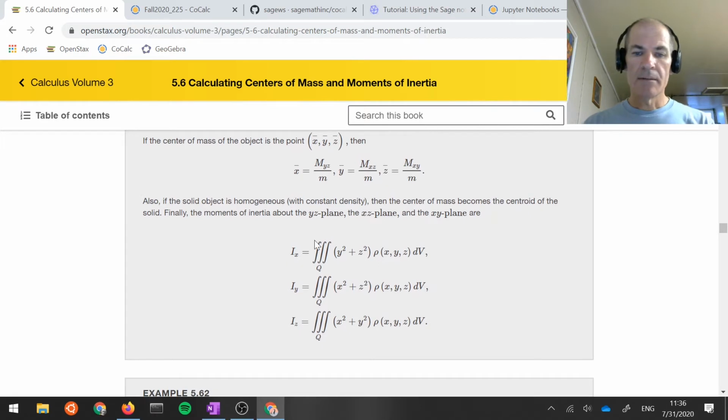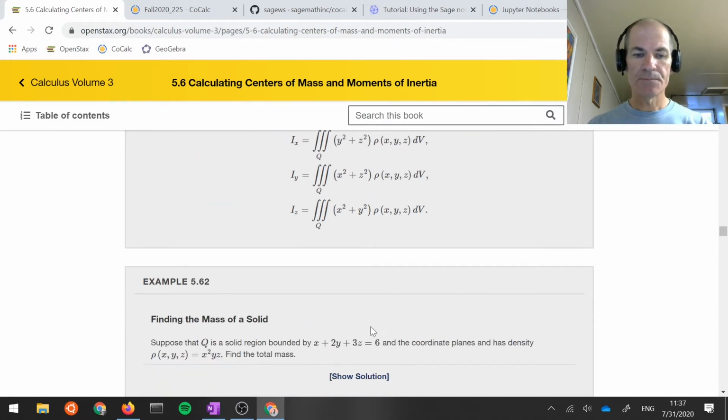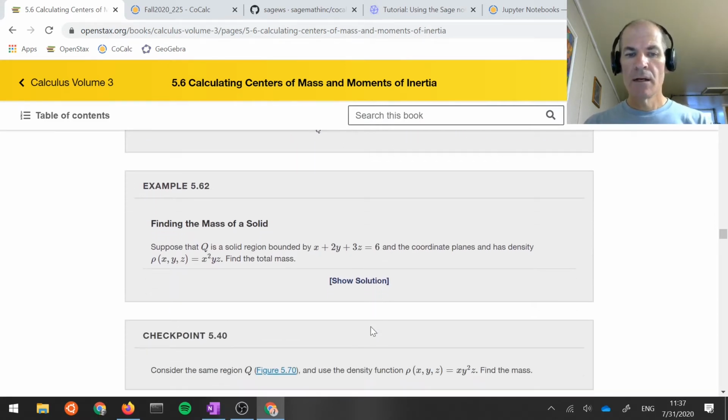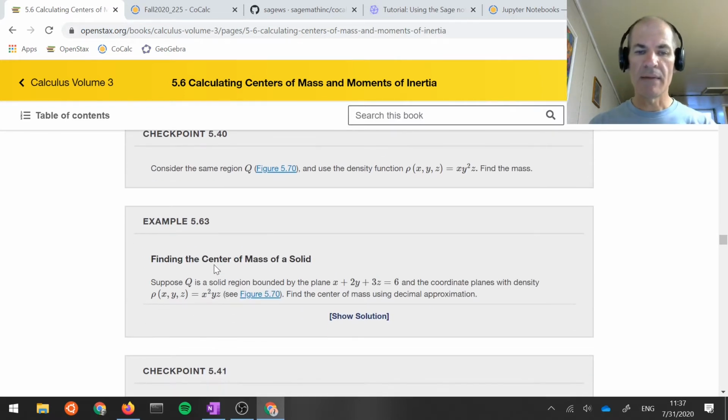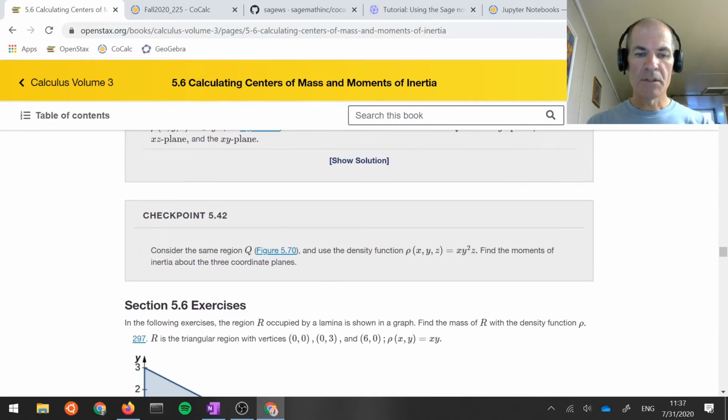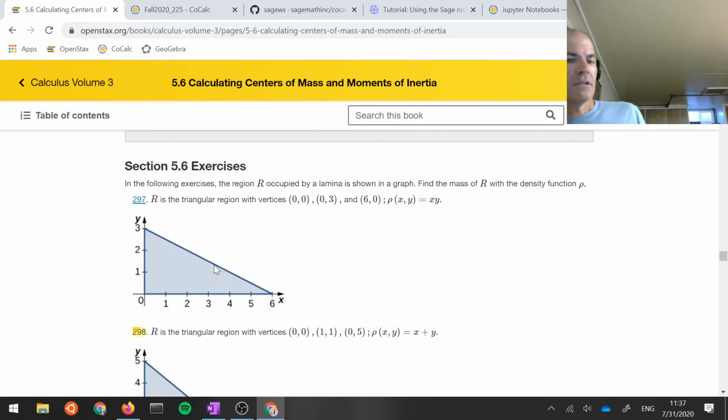Similarly, we have moments of inertia about the 3 axes, and they're given by these expressions. Finding the mass of a solid is simply integrating rho over the region Q. So you set up the integral, you use this as the integrand, and that gives you the mass. Moments of inertia, similarly, and this leads us to the collection of exercises.